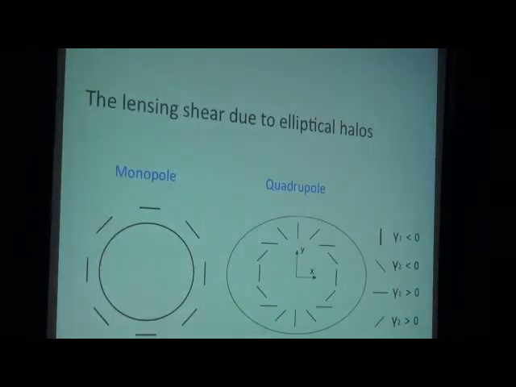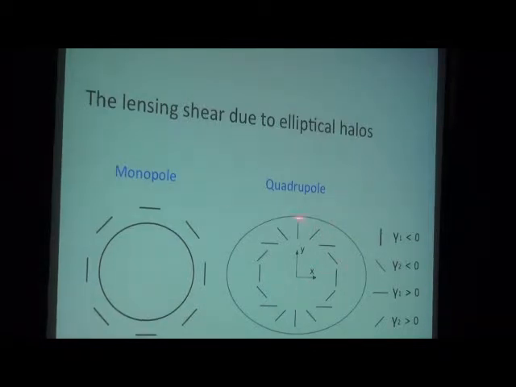So what does the shear signal of an elliptical halo look like? First of all, a spherical halo, or the monopole term, looks like this. The shear field is always tangential. The shear is a spin-2 field, so this is the positive sign of the one component, this is the negative sign of that same component, and these are the positive and negative of the two component.